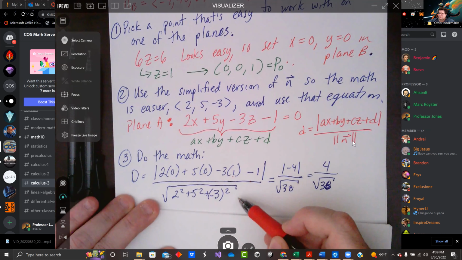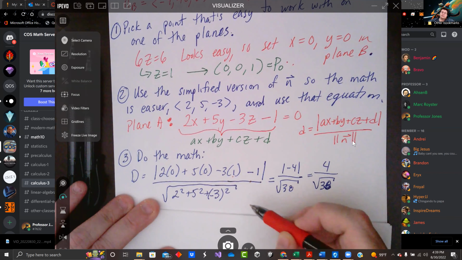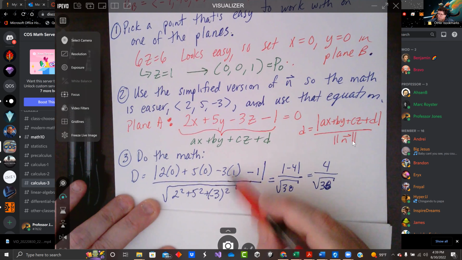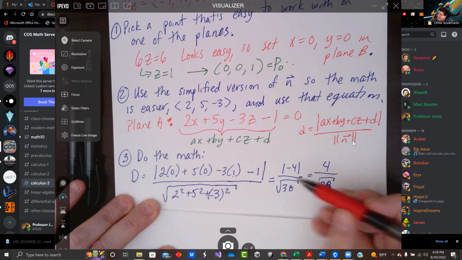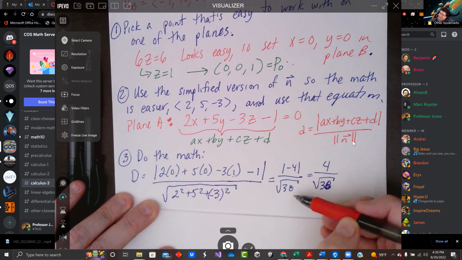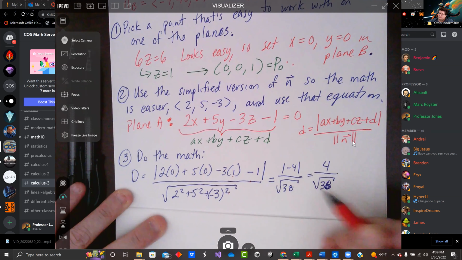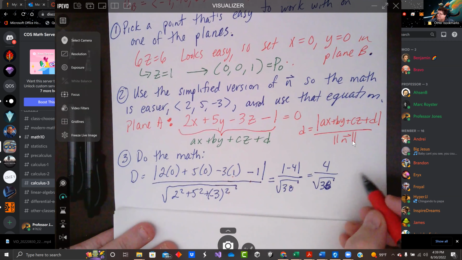And on the bottom, we're just doing the norm of n. Again, using the most simplified one. So we want to use the one that matches the numbers up here. I get on top the absolute value of -4 over the bottom, which is the square root of 38. So this is 4 over the square root of 38.